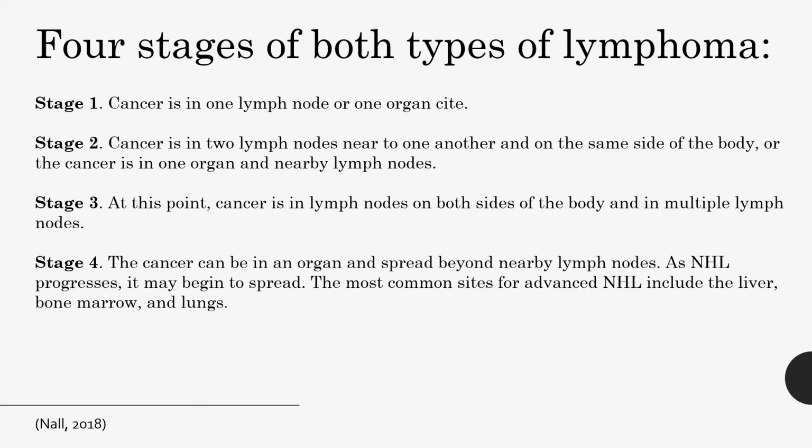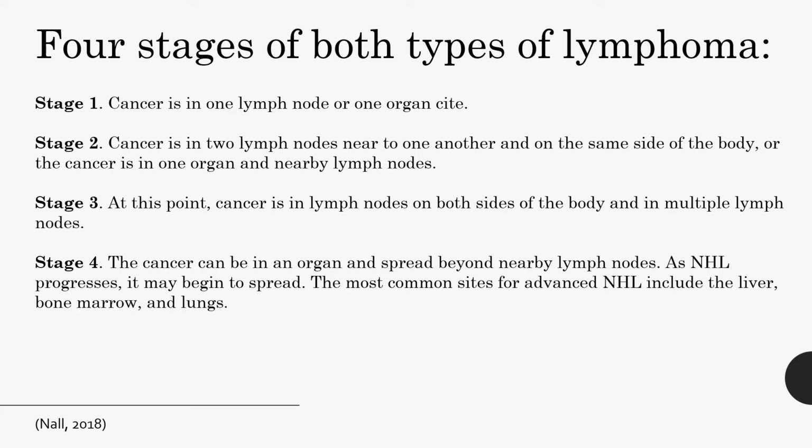Both types of lymphoma have 4 stages. Stage 1 is cancer in one lymph node or one organ site. Stage 2 is when cancer is in 2 lymph nodes near to one another and on the same side of the body, or the cancer is in one organ and nearby lymph nodes. Stage 3, at this point, cancer is in lymph nodes on both sides of the body and in multiple lymph nodes. Stage 4, the cancer can be in an organ and spread beyond nearby lymph nodes.